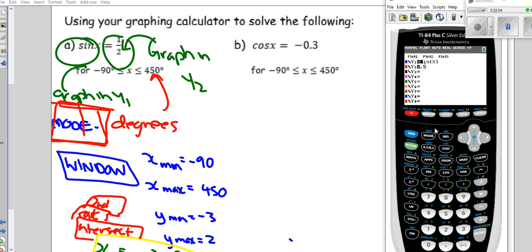So this one, should my mode be in degrees or radians? Degrees. Yeah. Degrees. And is it 0.3? No, it's negative 0.3. Wait, 30? 30, then 150, then 390.